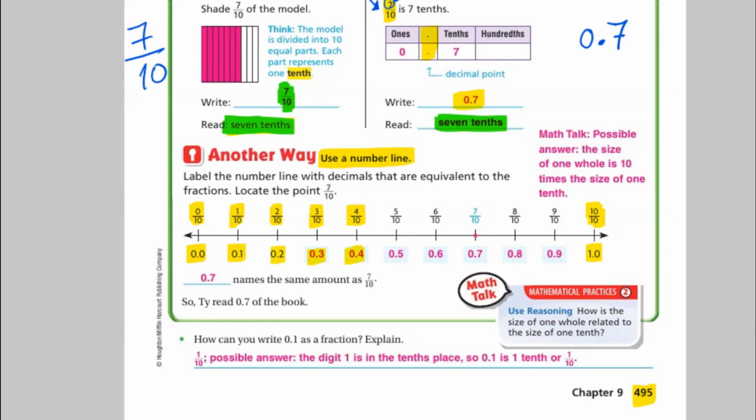Now we can say that 0.7 equals 7 over 10. They have the same value. So 0.7 has the same value as 7 over 10. Okay? So write this, guys, and we're going to move to the next page. Hurry up. You have only 1 minute.